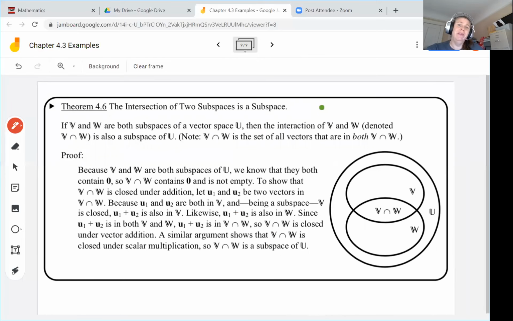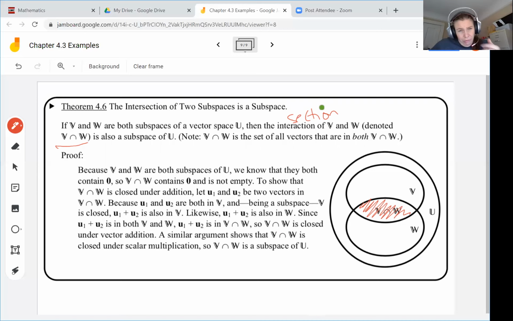So that brings us to theorem 4.6. So we can think about the intersection of 2 subspaces, and that is also a subspace. So if V and W are both subspaces of a vector space U, then the intersection of V and W, denoted V intersect W (this arch means intersect, hopefully you've seen it before), is also a subspace of U. So note that V intersect W, which we visualize here in the middle of the Venn diagram, is a set of all vectors that are in both V and W.